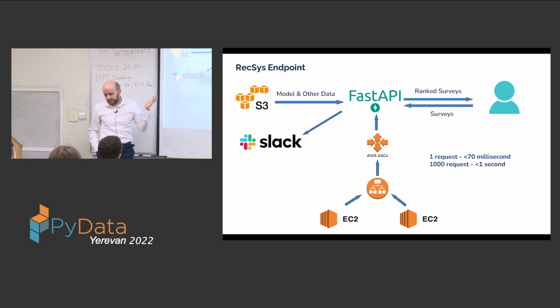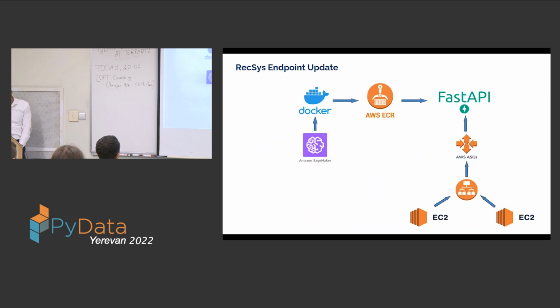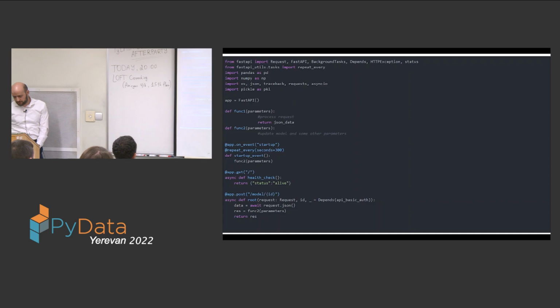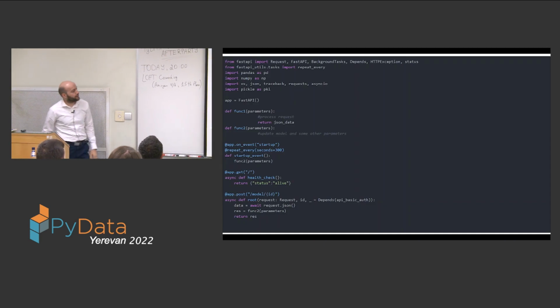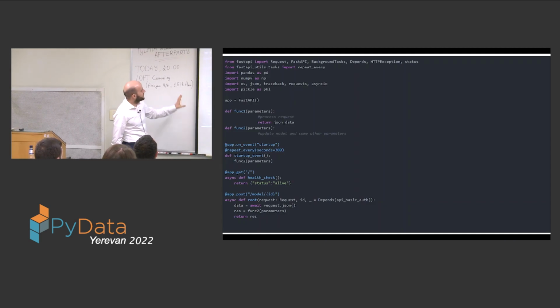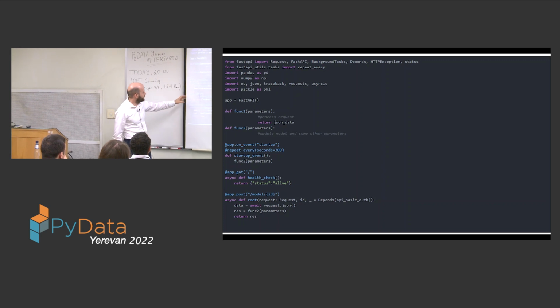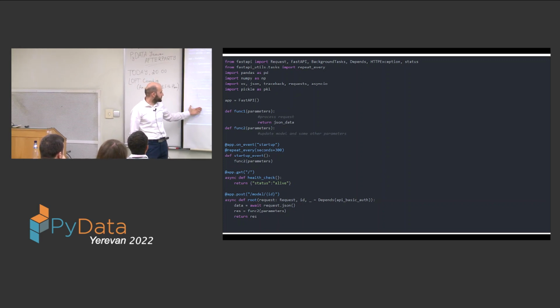For example, during last week, we handled 140 million requests without major problems. So this part is old. This is the FastAPI code. I think nothing is seen here, but this is the structure. They are making post requests to us. We are getting the surveys, processing, and giving a response.